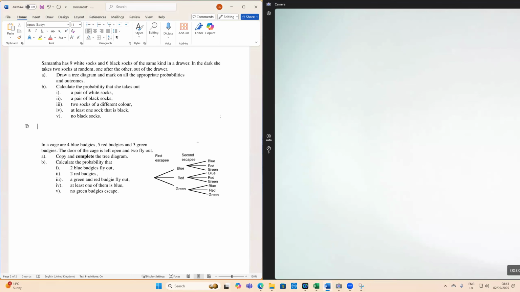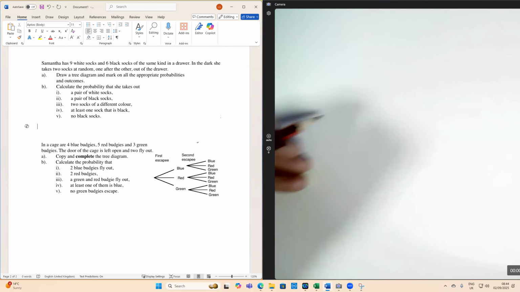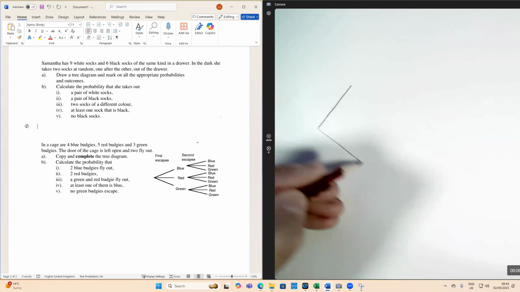So in the first question it says Samantha has 9 white socks and 6 black socks of the same kind in a drawer. In the dark, she takes 2 socks at random, one after the other, out of the drawer. Draw a tree diagram and mark all of the appropriate probabilities. Okay, so let's have a look at Samantha's drawer.